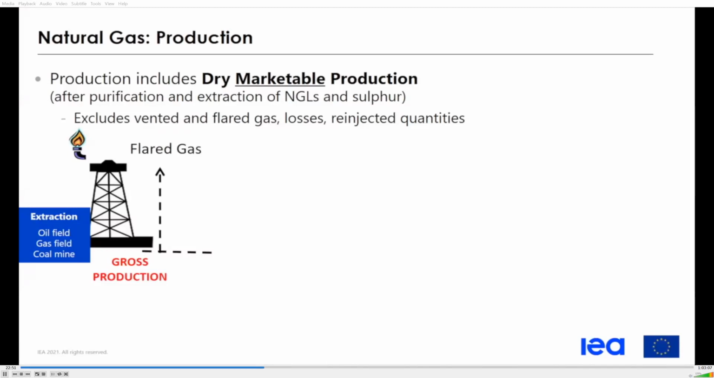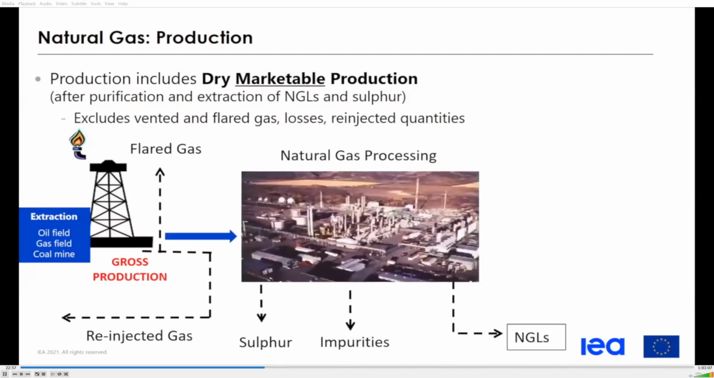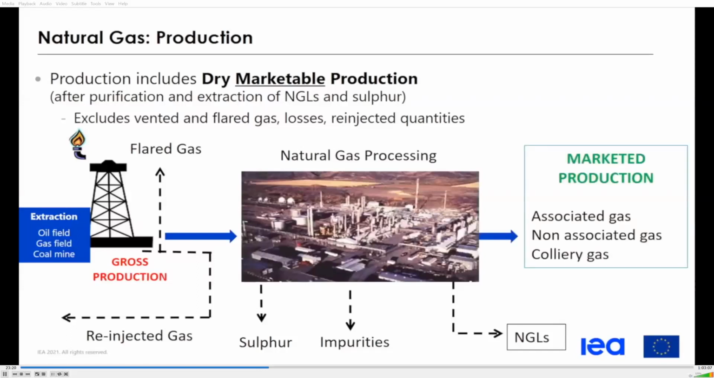This gross production, part of it will be flared, as I told you, or re-injected, and then the rest goes through the natural gas processing, in which we extract the impurities, so sulfur and other elements, and also natural gas liquids, NGLs, that will be found later in our oil statistics. Please refer to the previous part. And out of this processing, we will have the marketed production of associated gas, non-associated gas, and petroleum gas, and this is the reported quantity on which we focus later on in our statistics.